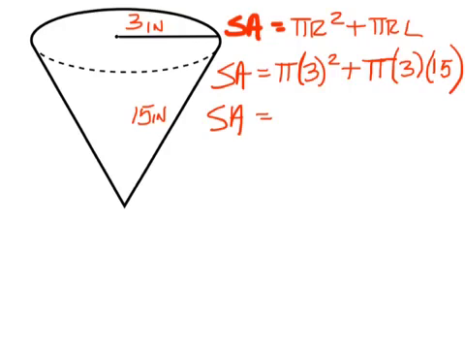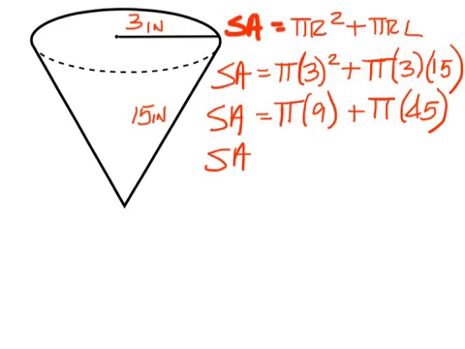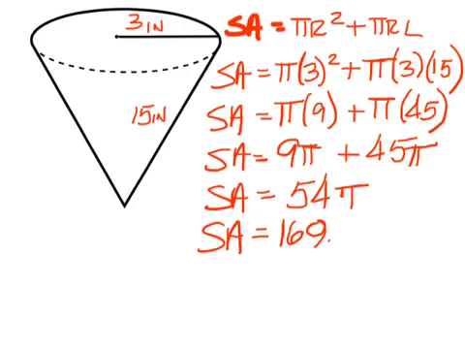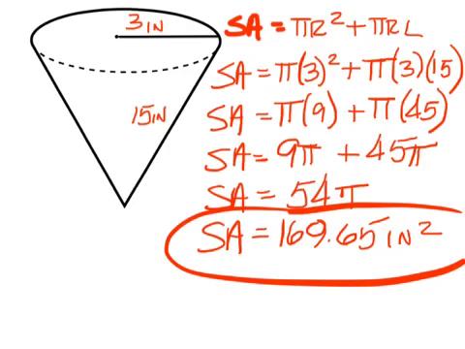Simplify what's in there. 3 squared is 9. And 3 times 15 is 45. You can write it like this: 9 pi plus 45 pi. And simplify it even further. If I have 9 pi's and 45 pi's, then I have 54 pi's altogether. And from there you just have two things to put into your calculator. So you would do 54 times pi to come back with an answer of 169.65 inches squared for the surface area.